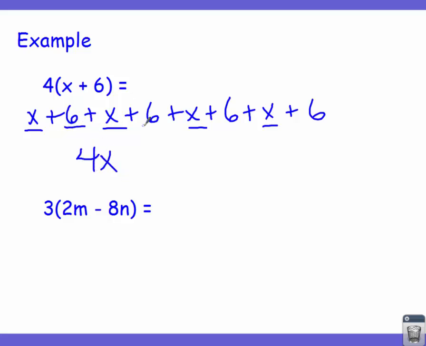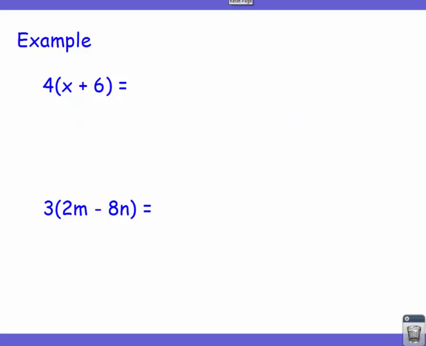And I have 1, 2, 3, 4 6s, which gives me 24. Okay, so that's one way of looking at this. Okay, and that's basically what it says. Now the fast way of looking at it is, here I've got a 4 out here. It says I've got 4 of these x's.